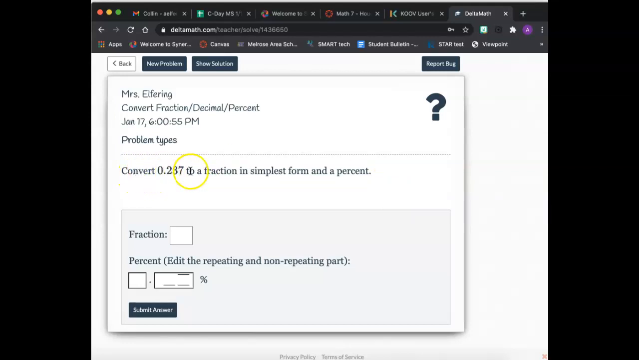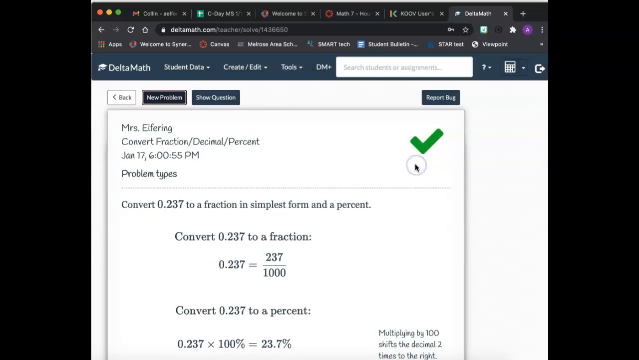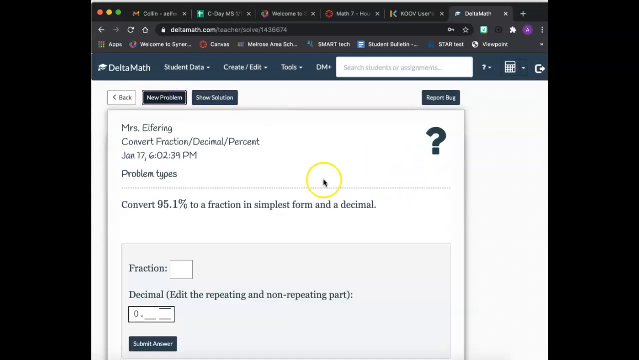So if it looks like this first one, it says convert 0.237 to a fraction in simplest form and a percent. So as a fraction, that is 237 over, in this case, 1,000 because the 7 is in the thousandths place. Okay? And then as a percent, remember you can just move the decimal 2 places. So it is 23.7. And since the 7's not repeating, we put it in the first blank and submit our answer. Okay, and then you can go to the next problem.